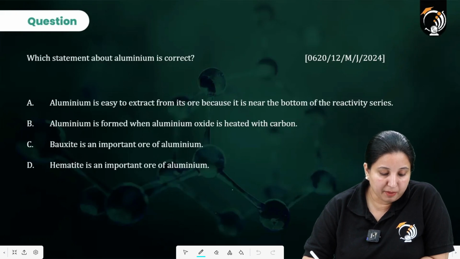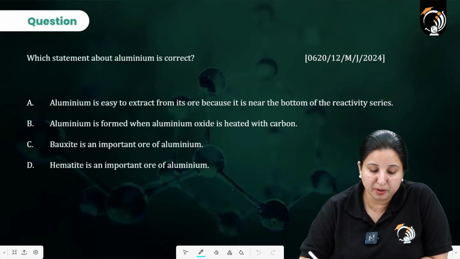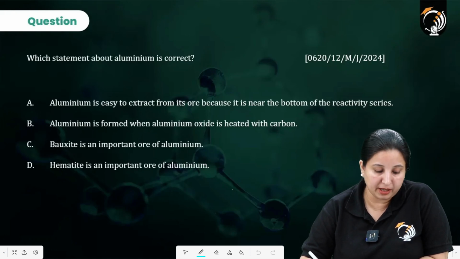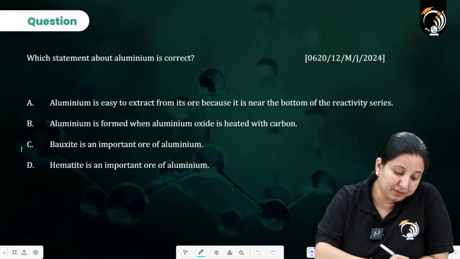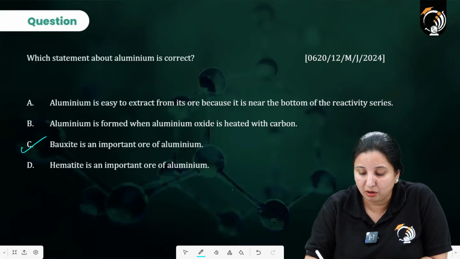Then which statement about aluminium is correct? Aluminium is easy to extract from its ore because it is near the bottom of the reactivity series. Aluminium is formed when aluminium oxide is heated with carbon. Bauxite is an important ore of aluminium. This is the correct statement. Hematite is the ore for iron, not aluminium.